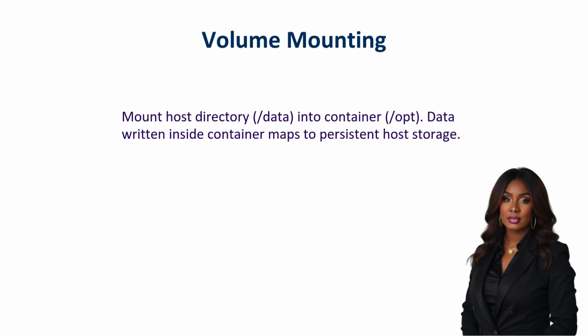To use a volume, we mount it into the container's file system. For example, mounting /data on the host to /opt in the container. Now the app thinks it's writing inside the container, but it's really writing to persistent storage on the host.